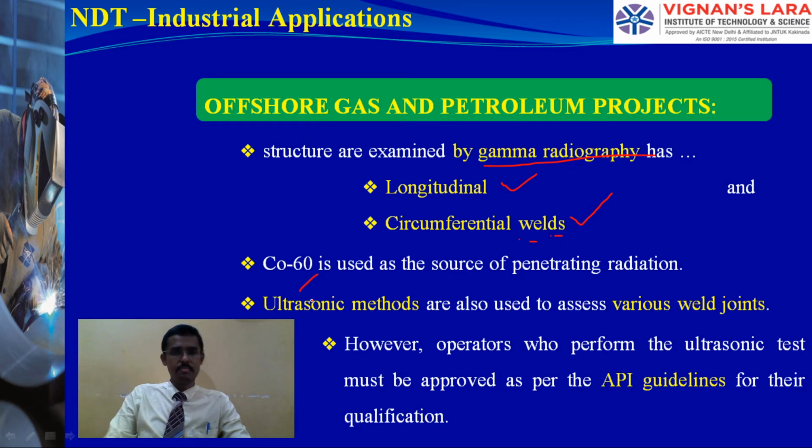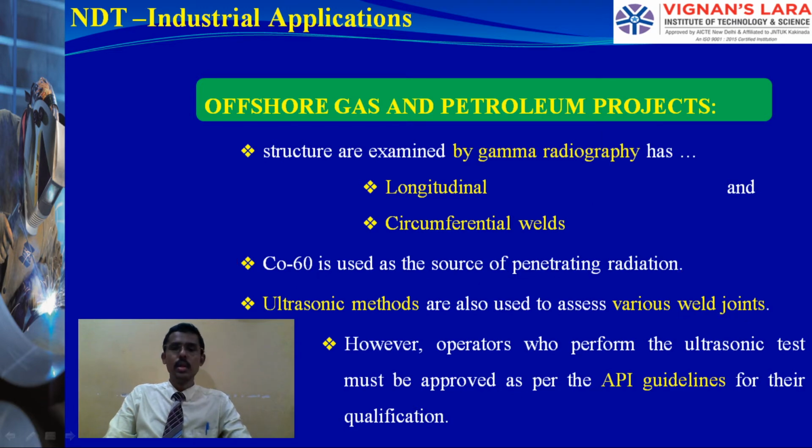Cobalt 60 is used as a source of penetrating radiation because it has a longer life, therefore we are using that. Similarly, ultrasonic methods are also used to assess various weld joints. Whether the ultrasonic method or the radiography method, whatever is possible, we can do.